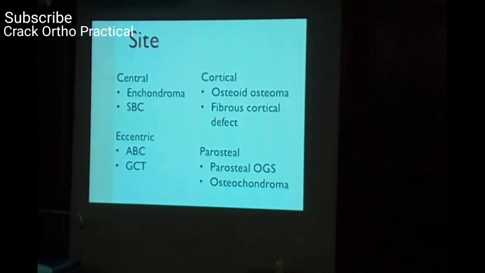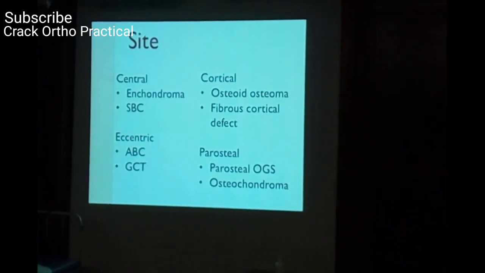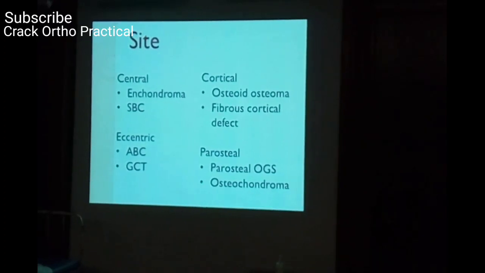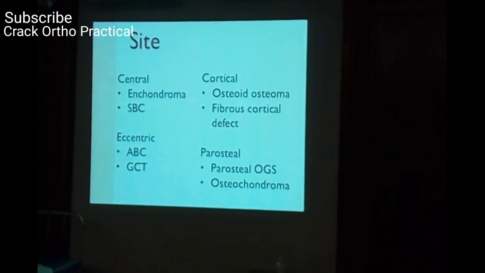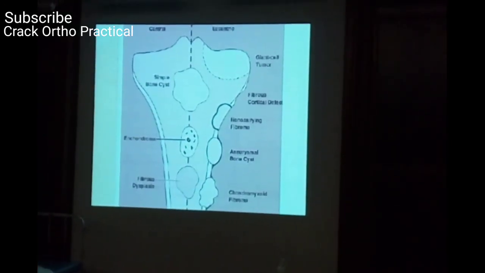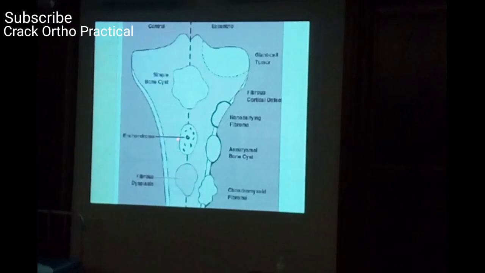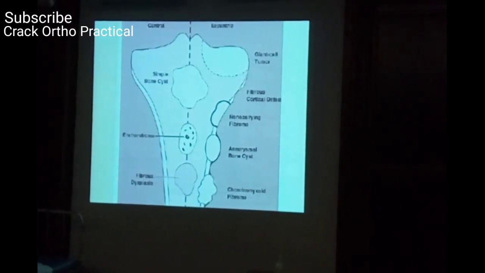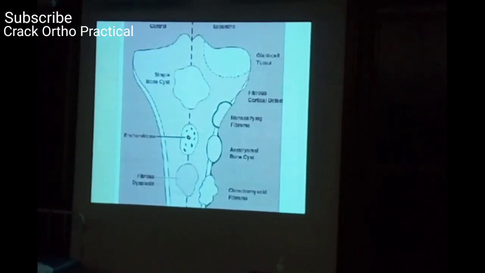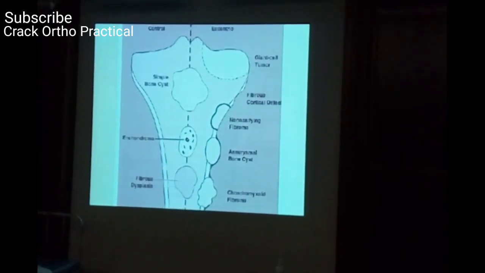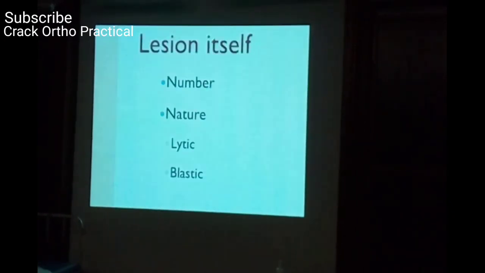Depending on the site, whether the tumor is central in location or eccentric in location. Mainly enchondroma and simple bone cyst are in central location, and aneurysmal bone cyst and GCT are in eccentric location. The cortical tumors are osteoid osteoma, as you know, and the fibrous cortical defect. Parosteal is something which is a growth beyond the periosteum, like parosteal OGS and osteochondroma. So here you can actually summarize them: simple bone cyst, enchondroma, and fibrous dysplasia being in central. The cortical being non-ossifying fibroma, and parosteal fibrous cortical defect. And aneurysmal bone cyst, these are eccentric, and giant cell tumor.